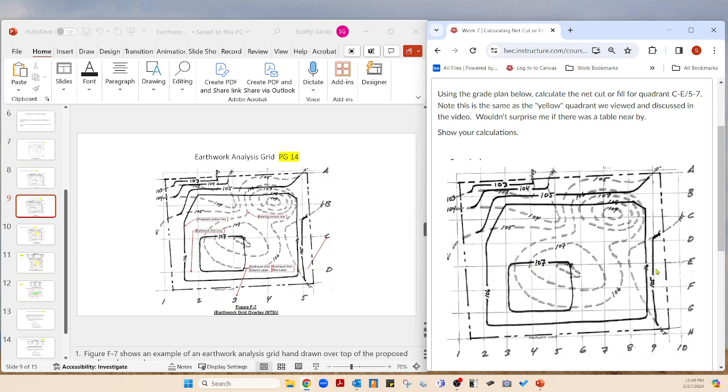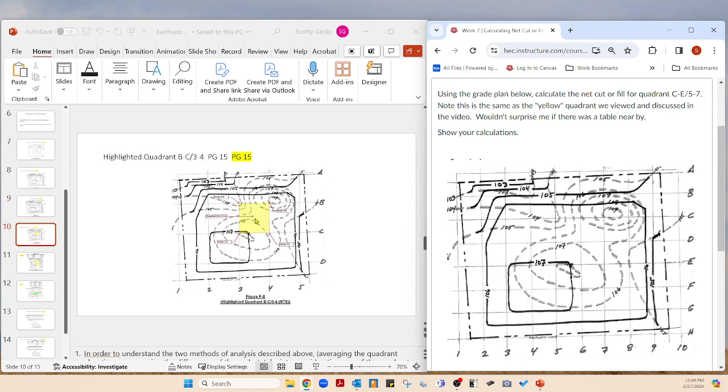And notice that our little nodes, like this node right here is node E4. You see this? E4. The nodes are what's important here. This corner is node E6. Okay, let's go back over here because this is what's soon going to be yellow.